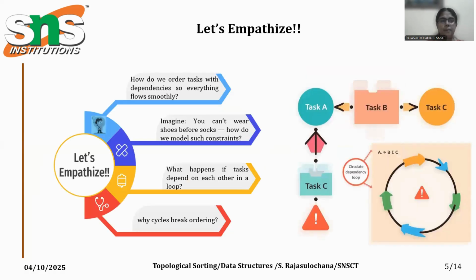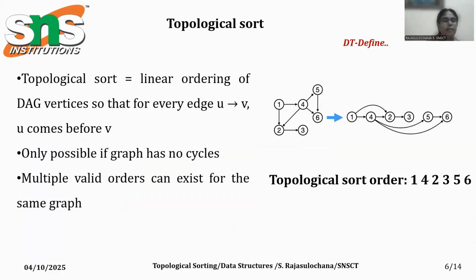Now consider this empathize part. This empathize includes how do we order the tasks based on the dependencies, so everything is done in an organized way. Imagine if you can't wear the shoes before the socks. How do we model such a constraint? And what happens if the tasks have dependency over each other in a loop? And why does a cycle break the ordering? So these are the things that you have to empathize before understanding what topological sort is all about.